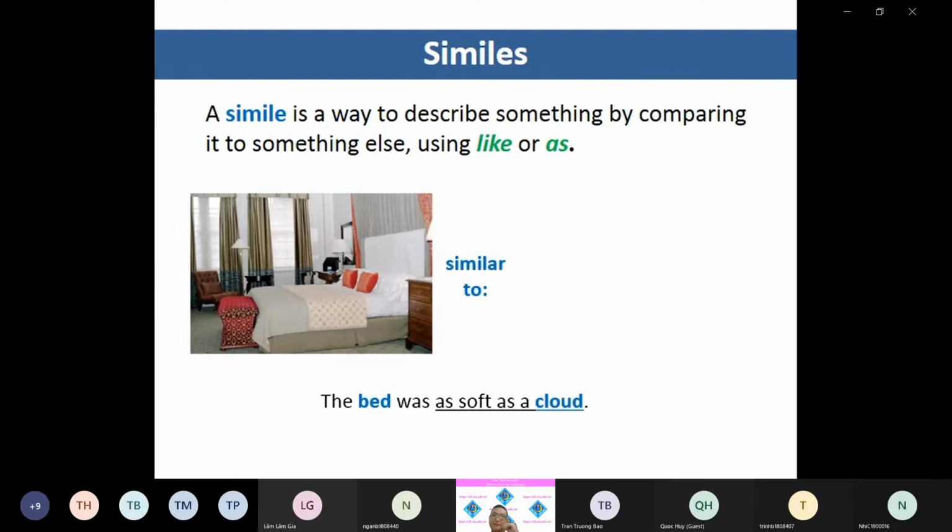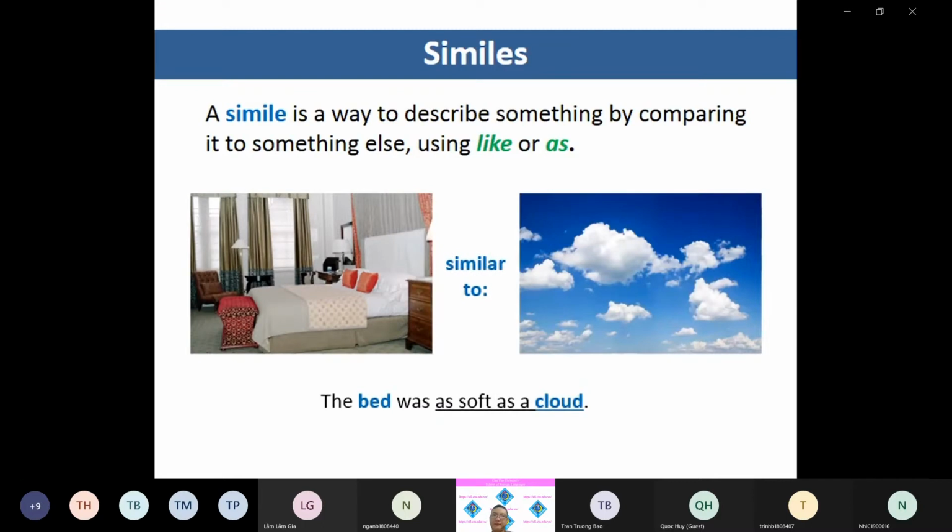Let's look at an example using as. The bed was as soft as a cloud. Here, the speaker is suggesting that the bed was very soft, just like we imagine a cloud is soft. When we use an adjective to show a similarity between two nouns, we use as before and after the adjective.